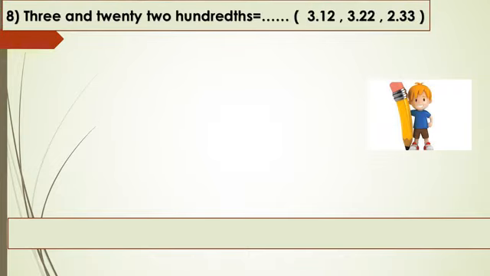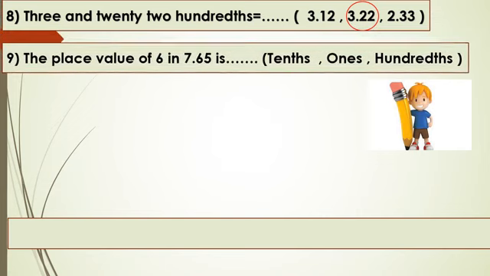Number 8. 3 and 22/100. How can I write this number in standard form? We write 3 and 22/100. We choose 3 and 22/100. Number 9. The place value of 6 in 7 and 65/100. What is the place value of 6? 6 is in tenths place. So the place value of 6 is tenths. We choose tenths.